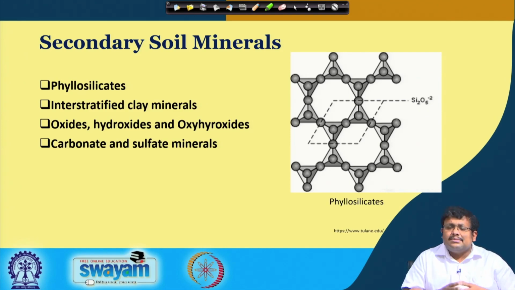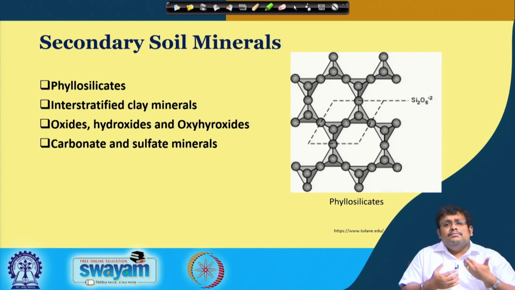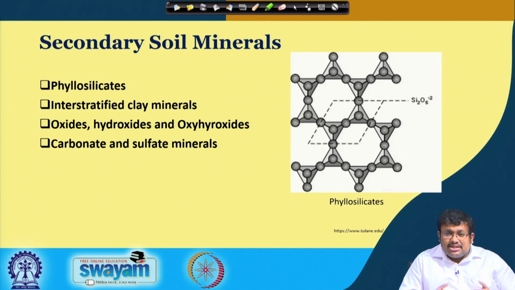We have already discussed the phyllosilicates, which are one of the major classes of the soil silicates and are also known as the soil clay minerals. So, apart from phyllosilicates, the secondary soil minerals also consist of interstratified clay minerals, oxides, hydroxides, oxyhydroxides, and also carbonate and sulphate minerals. As you can see, you are seeing here the structure of the phyllosilicates with the basic structural formula of Si2O5, and now we will see different types of phyllosilicates.